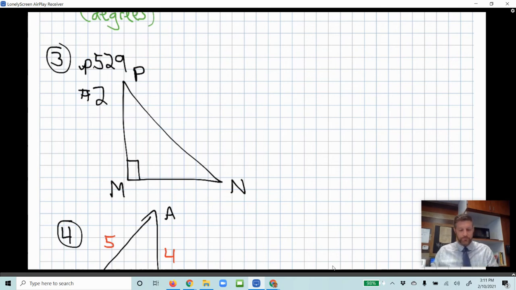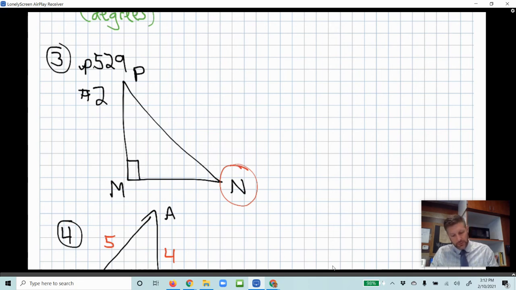Number two says triangle MNP, where M is the right angle. So I've drawn that. Write the tangent of, and notice here they're going to give us a reference angle. They don't just say write tangent. Well, we can't. We need a reference angle. So they say write the tangent of angle N as a ratio of side lengths. In other words, which side over which side gives us tangent of N? All right, well, let's do it.